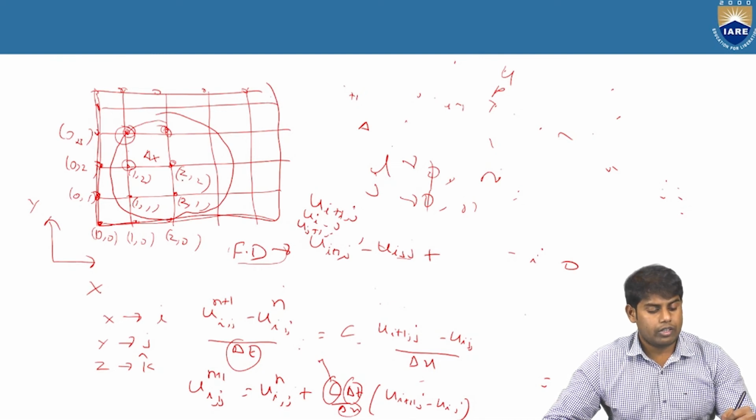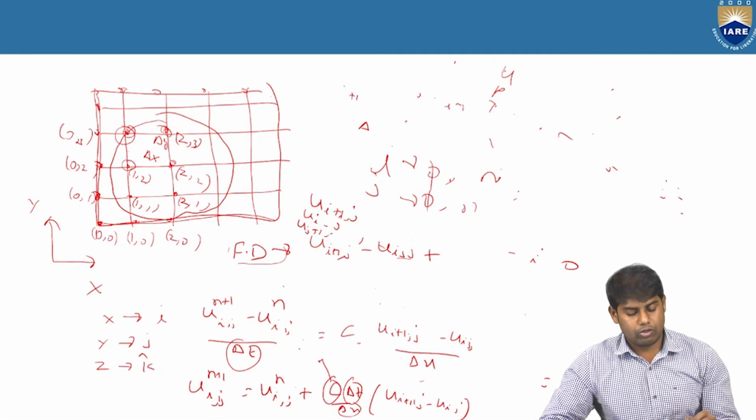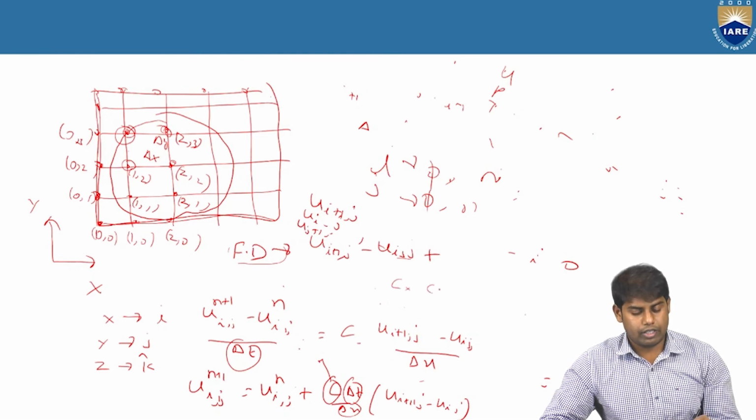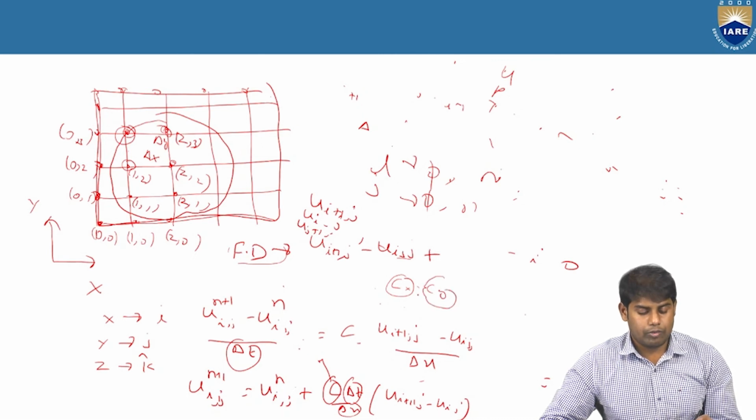So let's say here you have 2 comma 2 and the next point is 2 comma 3. Then this would be delta y. So the Courant number will be both along x and along y. So you have cx and cy. If it is only 1D, you will have the Courant number along x, and if it is along y, you have cy. So the combination of this should be less than 1.